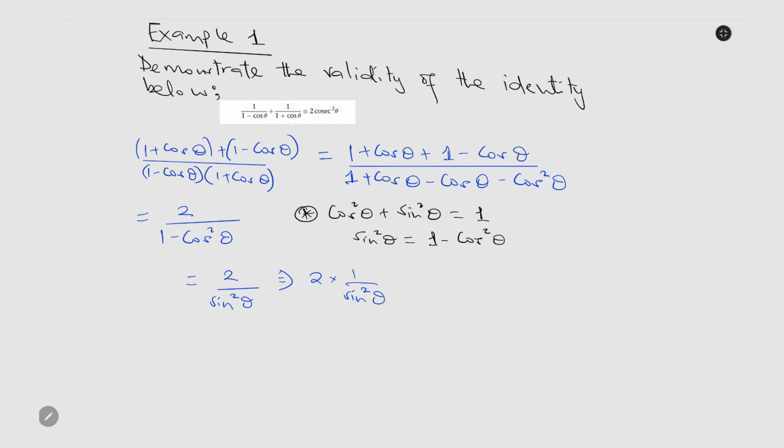But I know what 1 over sine squared theta is. It is the same as cosec squared theta. So this ultimately becomes 2 cosec squared theta. Okay? That is our final answer. Hence, proven, because this answer, we have simplified it to a point. Now we have validated that this was the same as this because this answer is what we have gotten here. So hence, proven.